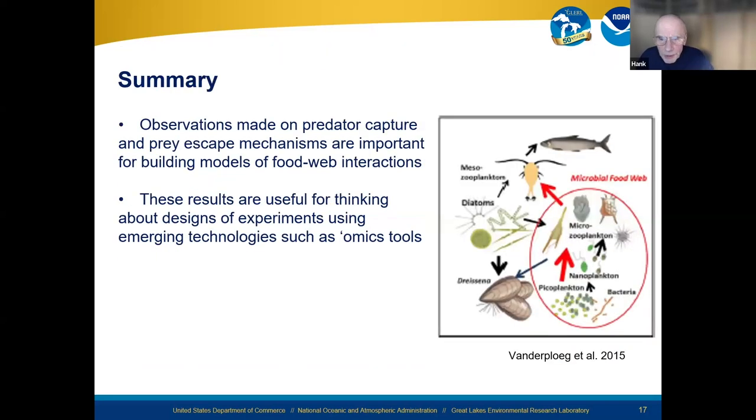Okay, next slide, we'll get to the summary. Observations made on predator capture and prey escape mechanisms are important for building models of food web interactions. These results are useful for thinking about designs of experiments using emerging technologies, such as omics tools being employed by colleagues.